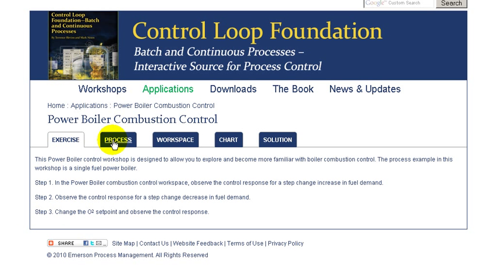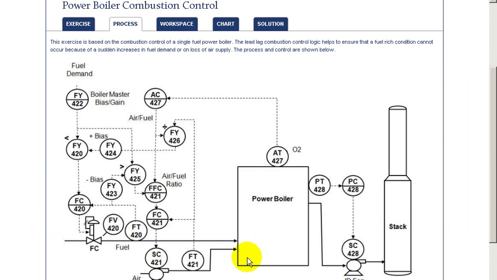The process that we'll be using in this exercise is a simulation of a power boiler in which the airflow to the boiler is adjusted through a variable speed drive of the forced draft fan. A single fuel is being burned in the boiler.